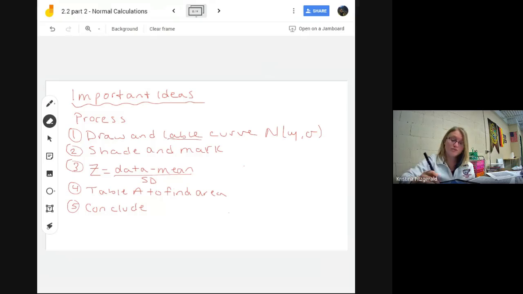So you're going to draw and label your curve, two of them. So context, and then where your Z-score would be. So showing both locations, linking that idea. And then you're going to shade, marking out, doing all your shading stuff. Do your calculating. So show your numbers plugged into the Z-score formula. Use the table. And then conclude, basically coming up with your number.